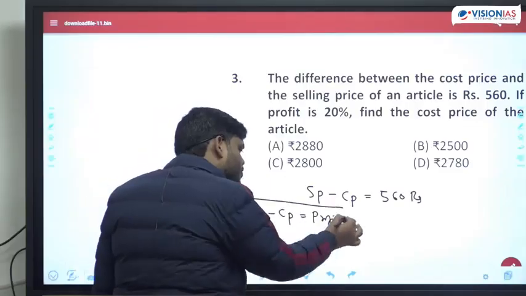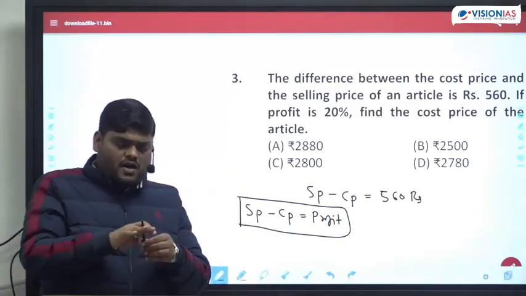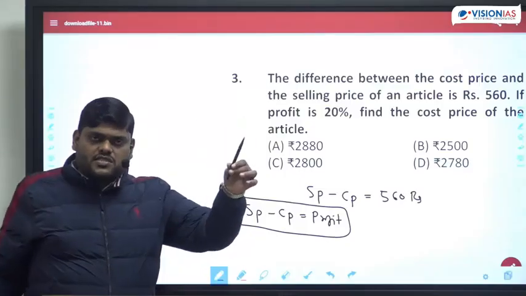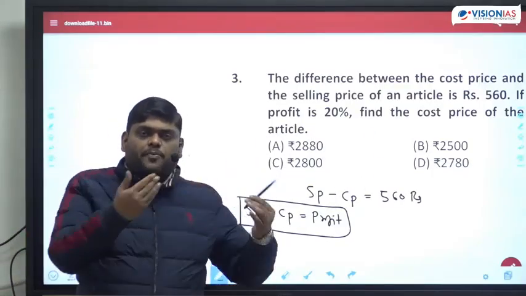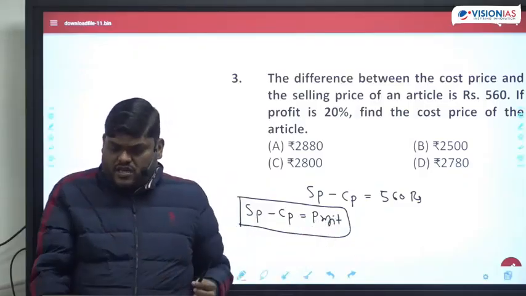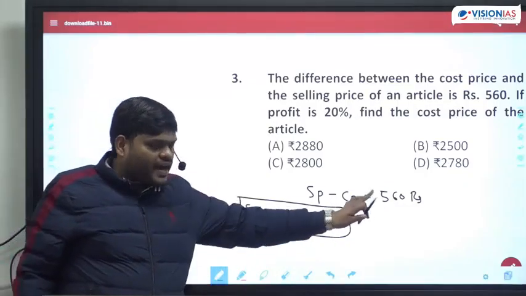No need to remember anything. Just think about it. CP is what? For making this pen, how much cost is required and how much we are selling. The difference between the two will be the profit or loss, depending on the question. So here it is profit. So simply profit is given as 560 rupees.